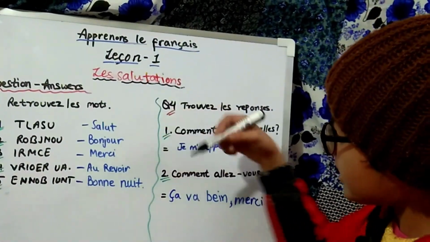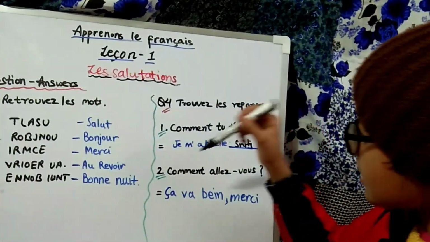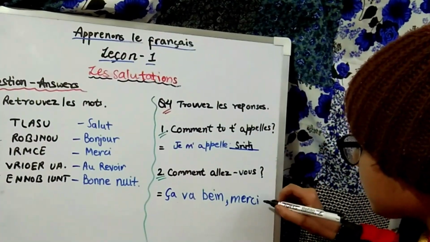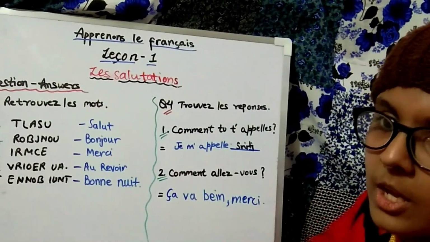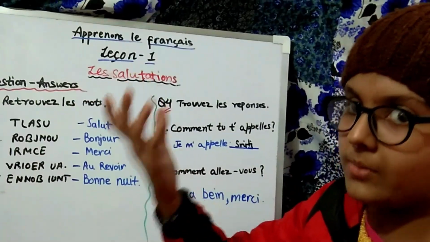The next one is comment allez-vous, which means how are you. So ça va bien, and you can also add merci, it's your choice. So that was it for question 3 and 4. Now let us go on to question 5.